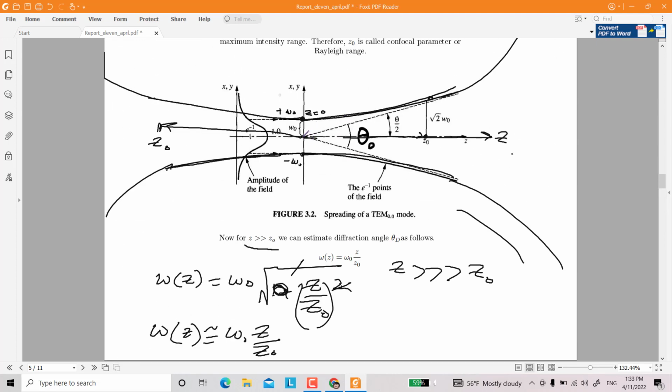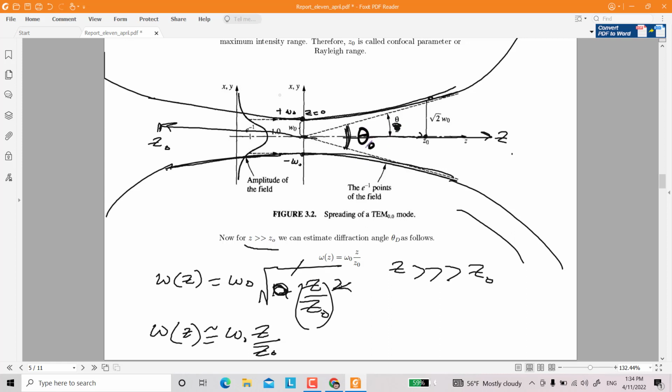If you draw a line at z equal to 0, a tangent, if you draw an asymptotic line over here, then you can see there is an angle which says that as you increase the value of z, the beam is going to diverge. So this theta is called theta d, the diffraction angle. Since I took this from the book, you can call it theta instead of theta.